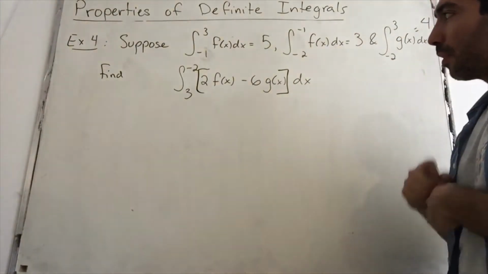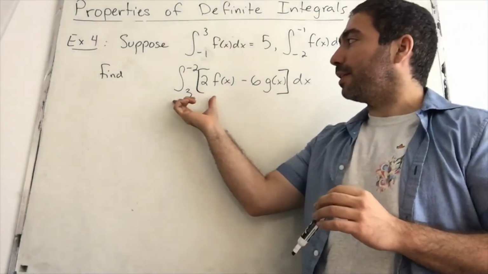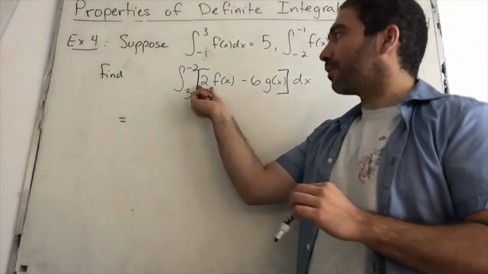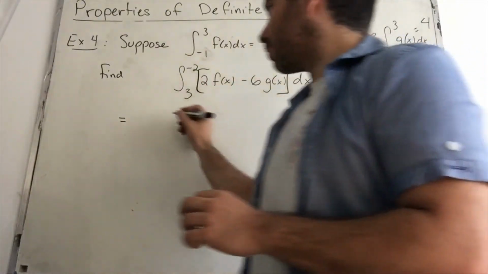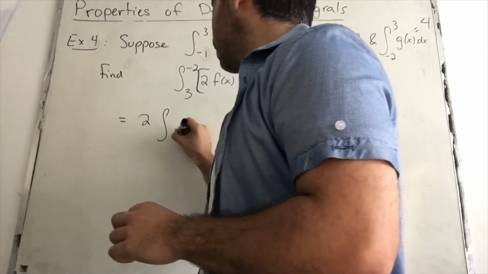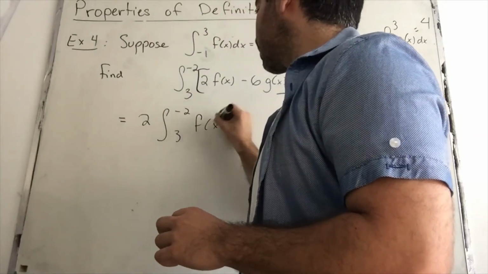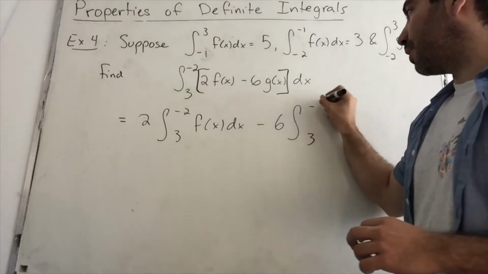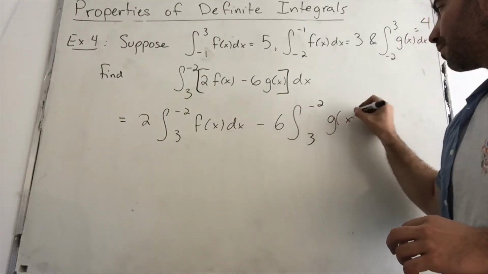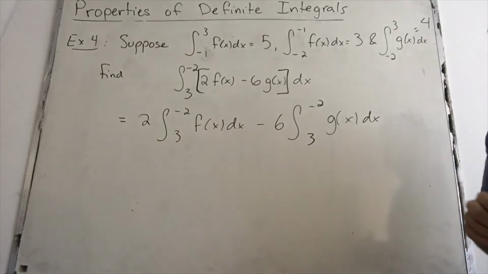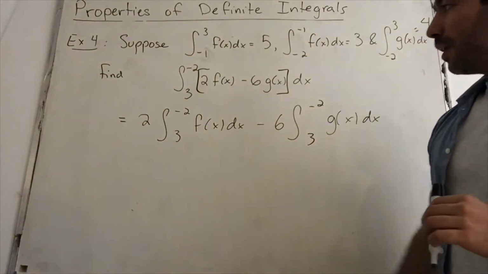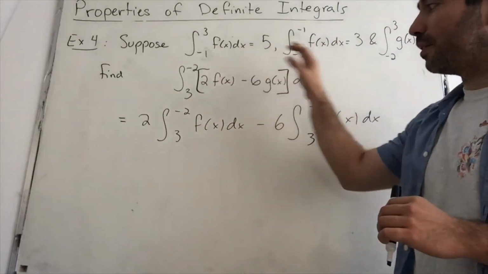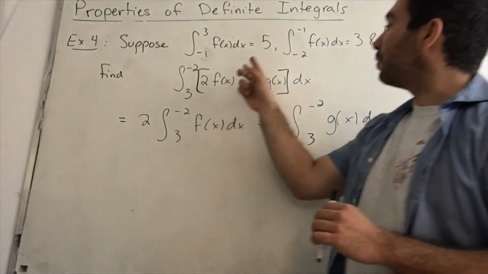So the first thing I'm going to do is separate and take the integral of each term individually. And at the same time, I'm going to factor out the constants. Okay, so we have 2 times the integral of 3 to negative 2 of f of x dx minus 6 times the integral from 3 to negative 2 of g of x dx. Okay, so the issue here is that we have to break this up into the information that's given. So we want to go from 3 to negative 2.